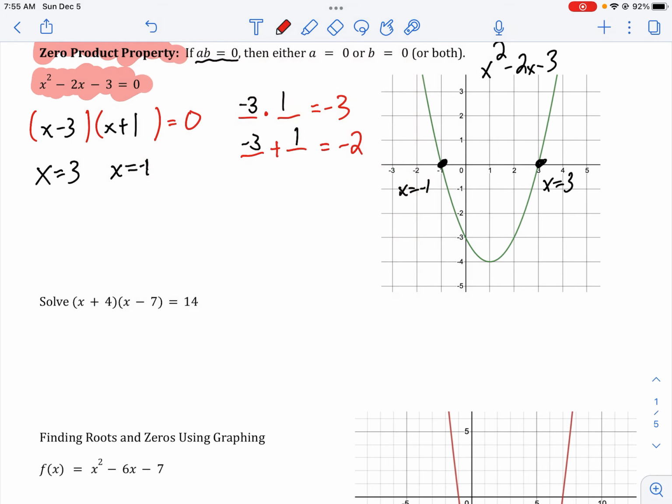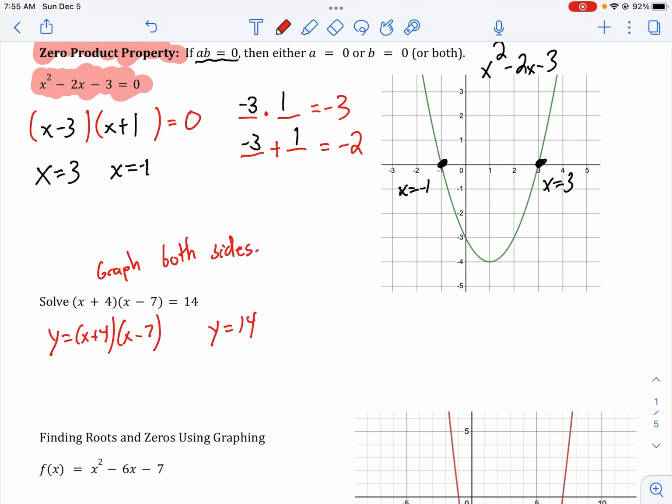We want to know when these two sides are equal. So I'm just going to graph the left side. I'm going to say y equals x plus 4 times x minus 7. And I'm going to graph the right side as y equals 14. If we just graph both sides, we can easily find the solutions.